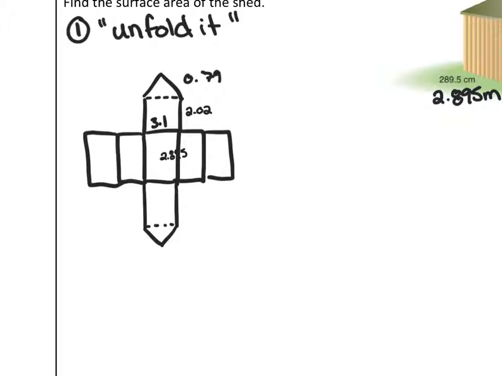I like to label them. So I'm going to start here in the middle. We'll do the bottom. We'll do the two sides. Then we'll do the roof. So we'll do 4 and 5. We'll do 6 and 7, and those are the same, so we got 2 of them. So let's start with area 1. It's just a rectangle, which is length times width. So super easy. 3.1 times 2.895.